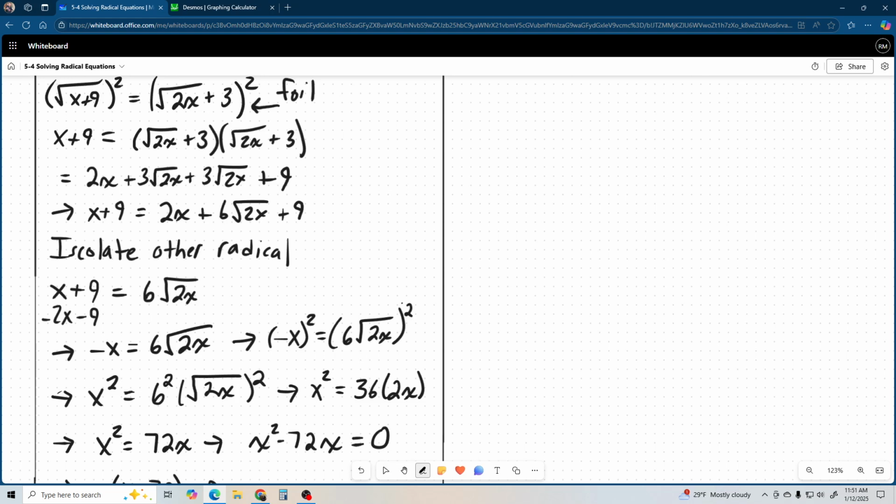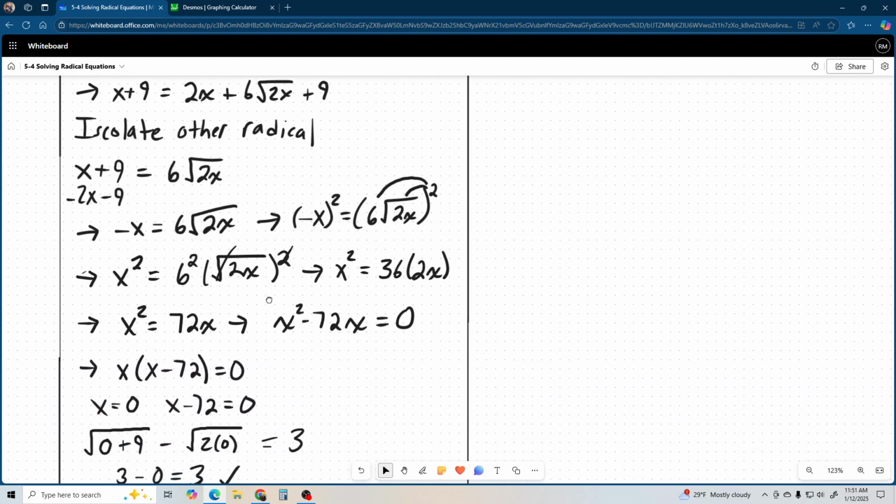if we look back over here, raising this to the power of 2 is doing this to both of these, right? So the reason this is 6 squared is because this is where the square is coming from. So this is 6 squared times the square root of 2x squared, and the reason we did that is because the square root and the square are going to cancel, so it's just going to leave us with 2x. In other words, x squared equals 36 times 2x. Now we just have to simplify it from here.